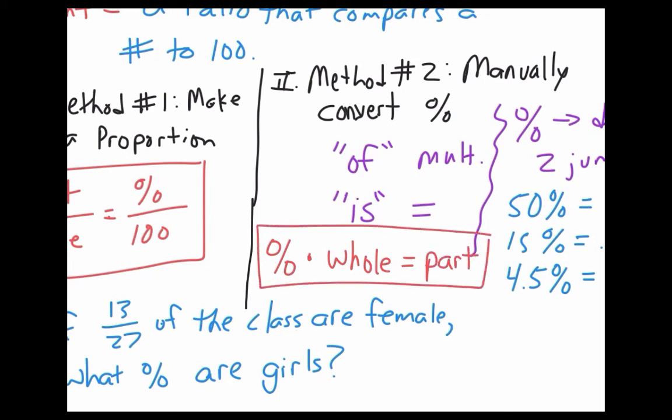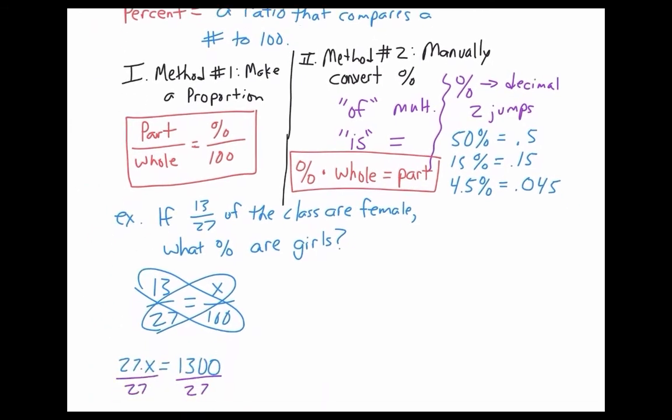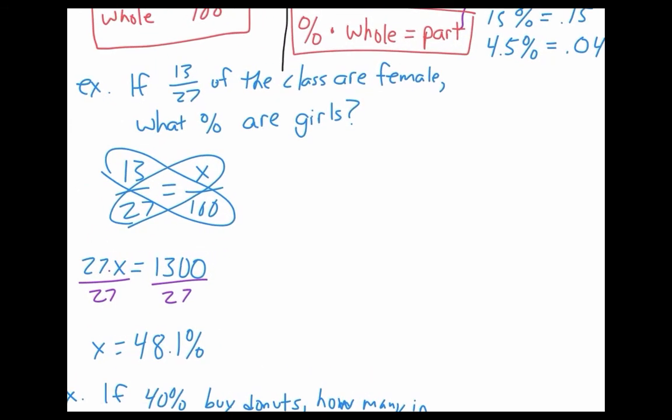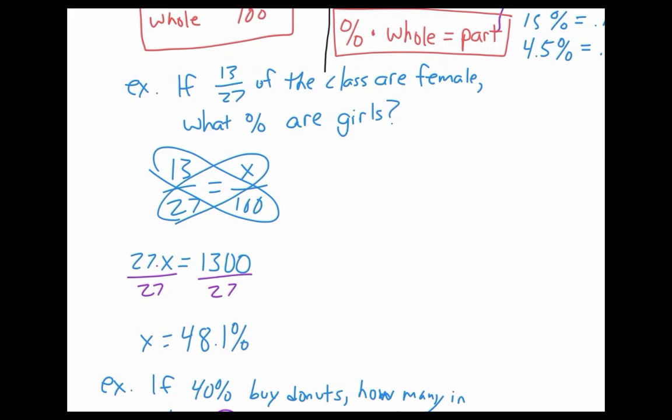Okay, so this looks familiar to last year? I like this a lot more, and I think people are more likely to actually do it this way because it's less work. But percent times the whole equals the part. So if we were to go back and try to do these same examples using that new information, we have 13 over 27 of the class are female, what percent are girls? Percent times the whole equals the part.